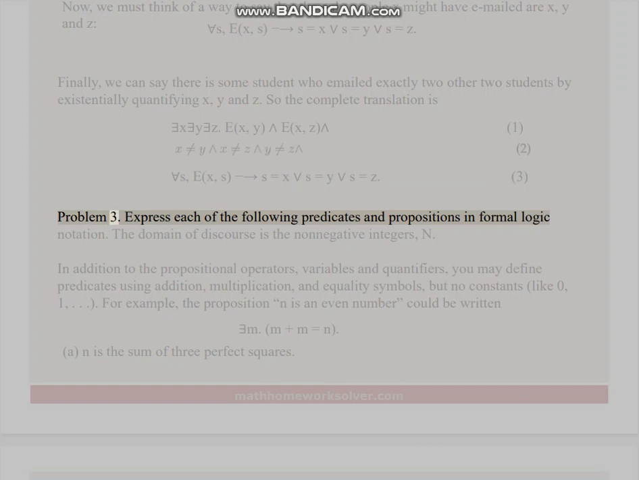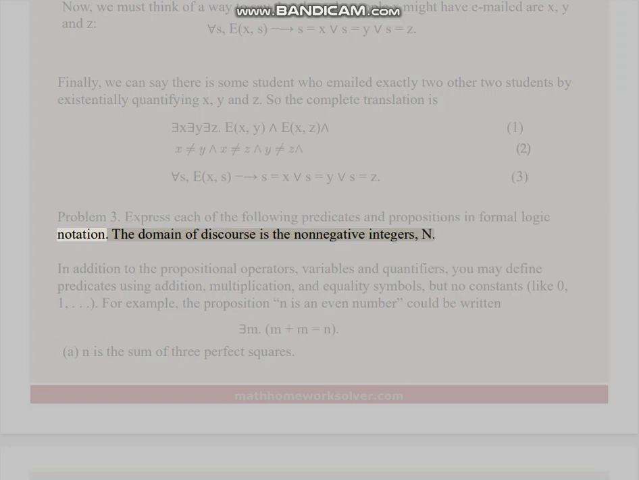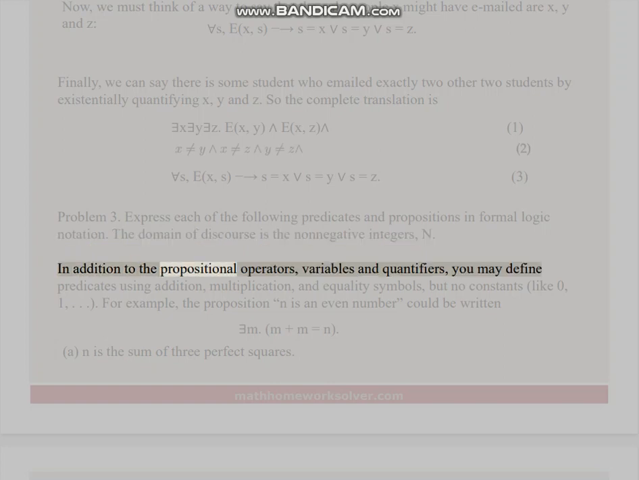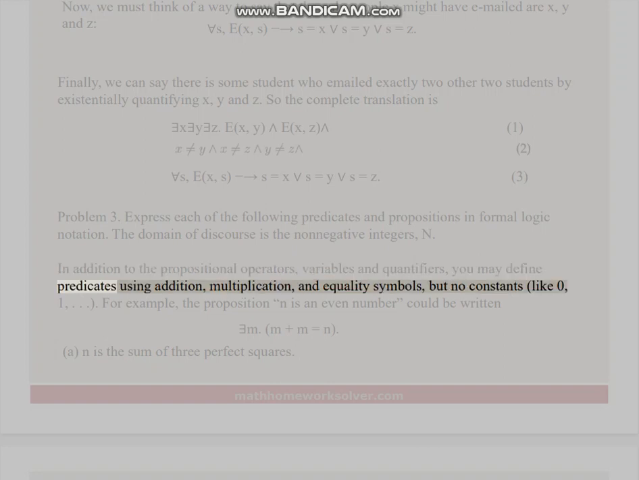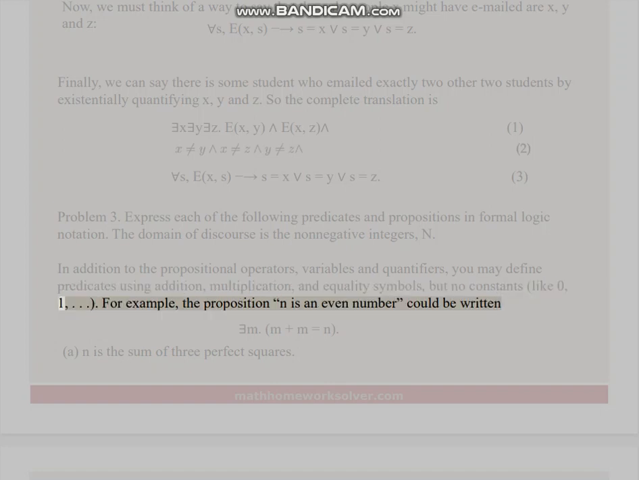Problem 3. Express each of the following predicates and propositions in formal logic notation. The domain of discourse is the non-negative integers, N. In addition to the propositional operators, variables and quantifiers, you may define predicates using addition, multiplication, and equality symbols, but no constants, like 0, 1. For example, the proposition n is an even number could be written: there exists m such that m plus m equals n. Part A: n is the sum of 3 perfect squares.